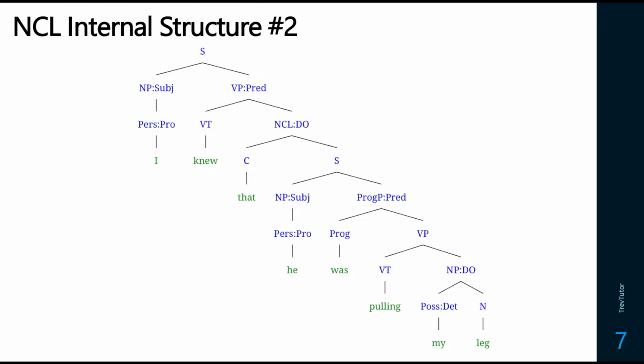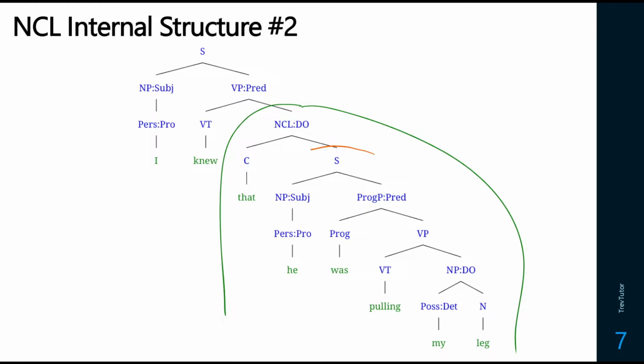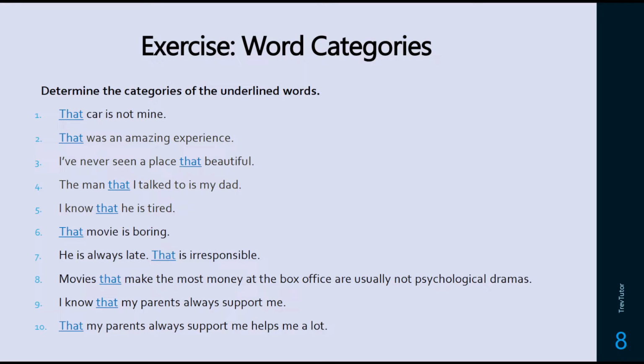So in the second example, I knew that he was pulling my leg. So we have a noun clause direct object, but if we take a look inside this noun clause after the complementizer, we just see a regular old sentence. He was pulling my leg. Nothing fancy, no movement.